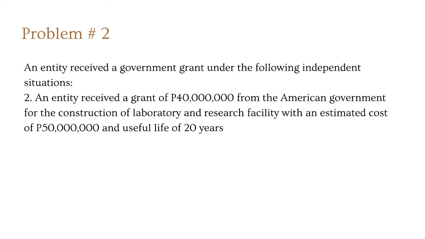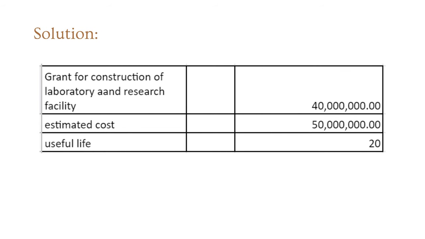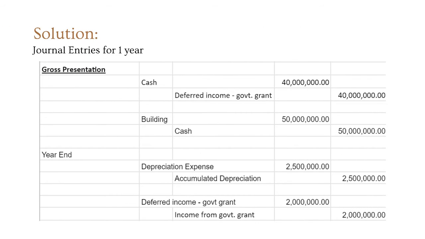So it's a monetary grant, thus we will record the grant by the cash the entity received, just like in the first problem. So the givens are the grant we received, 40 million pesos, and the estimated cost of the research facility, 50 million pesos, its useful life, 20 years. The first entry or the initial entry is the receipt of the grant.